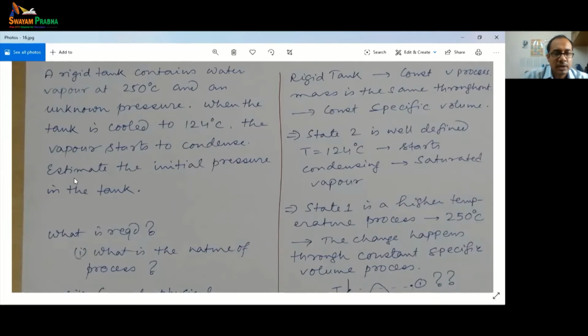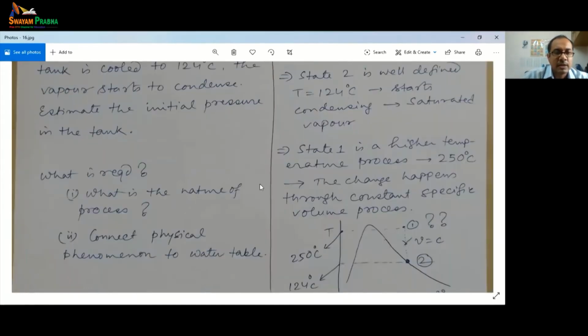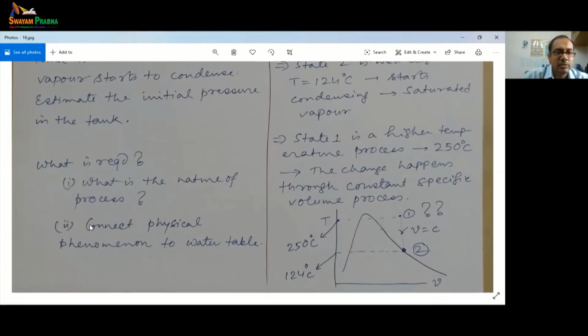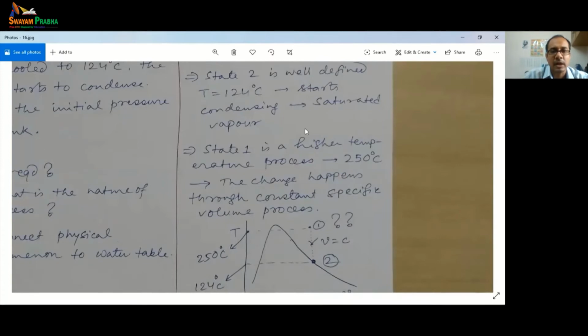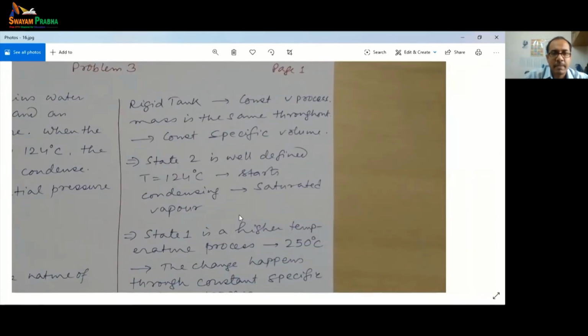So estimate the initial pressure in the tank. Okay, so that you have to find. What you require is, what is the nature of this process? First thing you have to find out is what is happening here physically. Then you have to connect the physical phenomena to the water table. Then only you can find the values on the table.